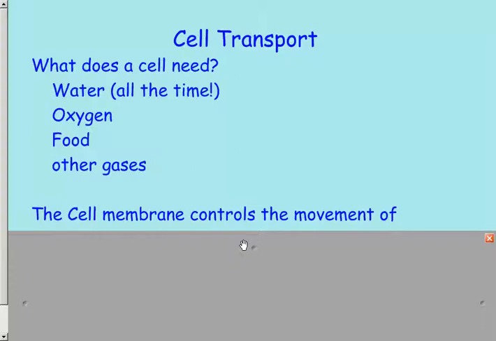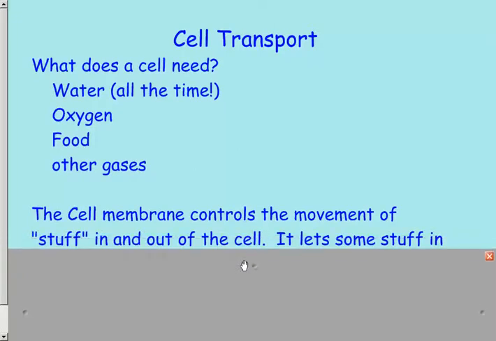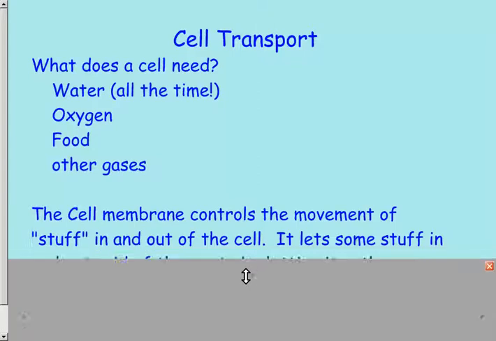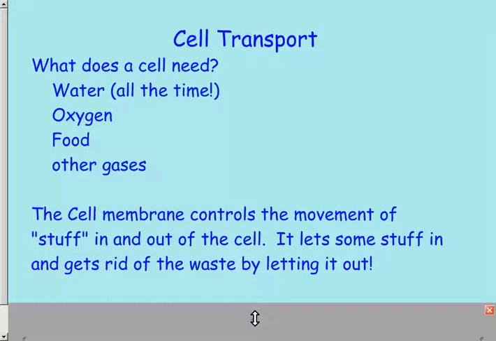So first of all, let's just review that the cell membrane controls the movement of stuff in and out of the cell. That might be chemicals, it might be nutrients, etc. And it's going to let some things in and let things out. It's also going to get rid of waste by letting it out.